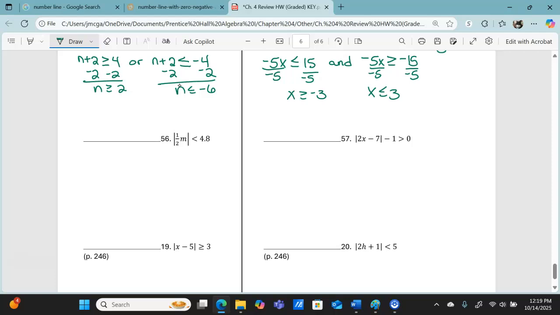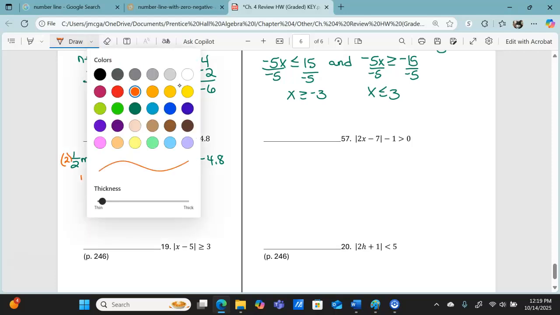Number 56, I'm isolated on my absolute value. It's a less than, so I'm going to use an and. Guts of the absolute value less than 4.8, and guts of the absolute value, change the direction of your inequality, change the sign of your answer. I am going to multiply both sides by 2.